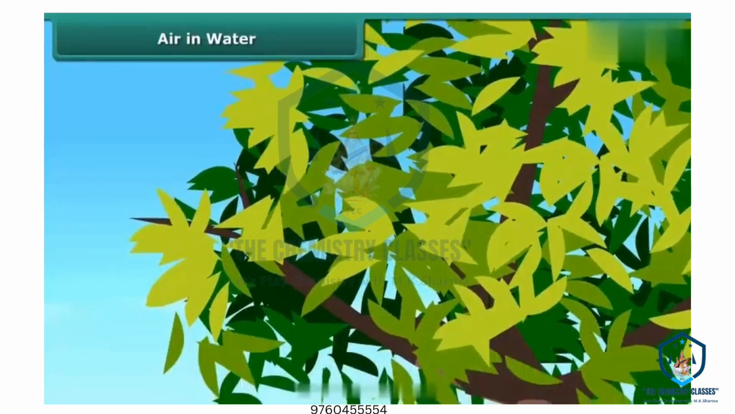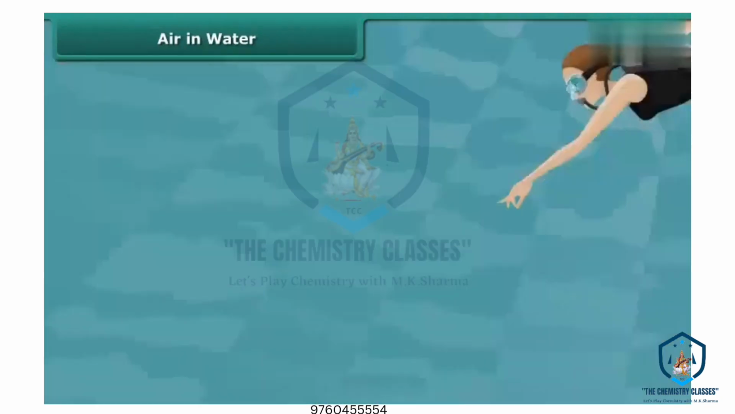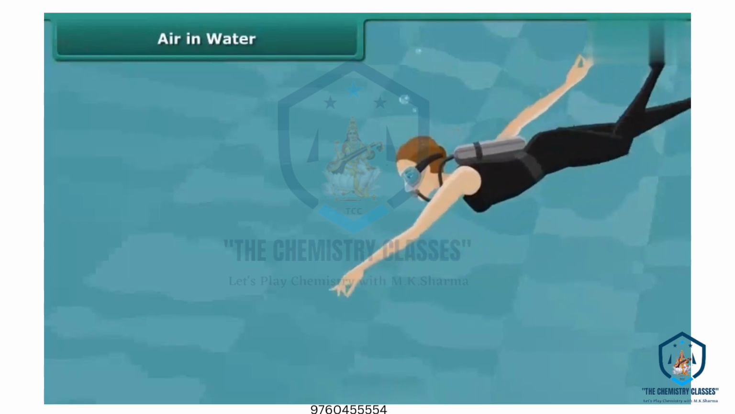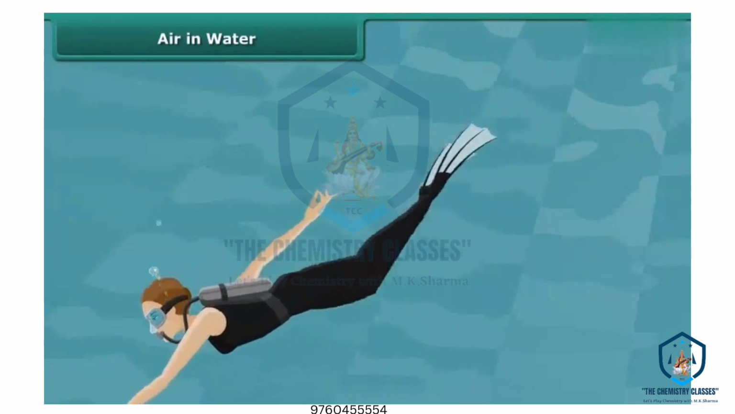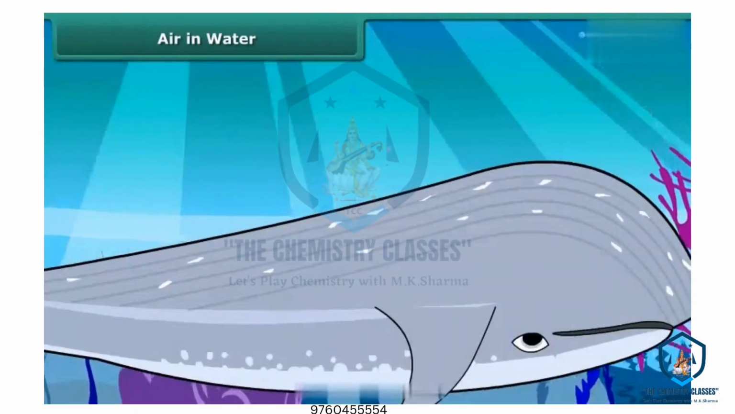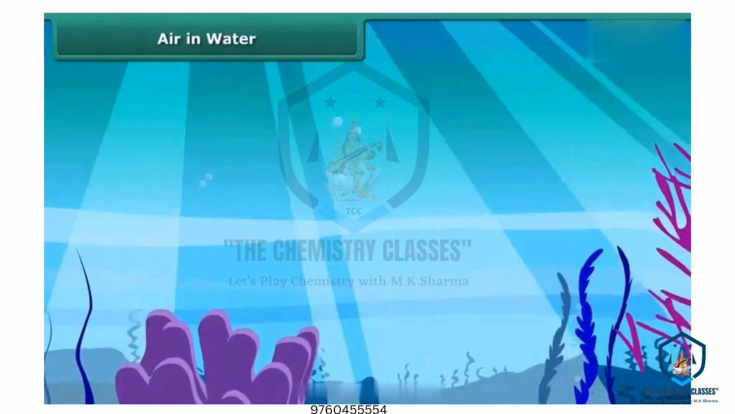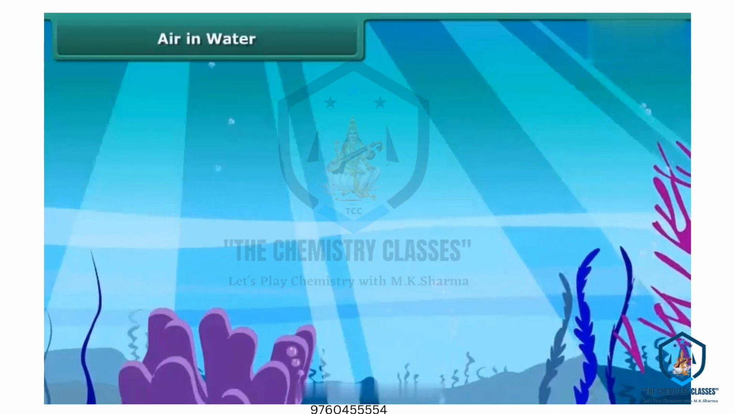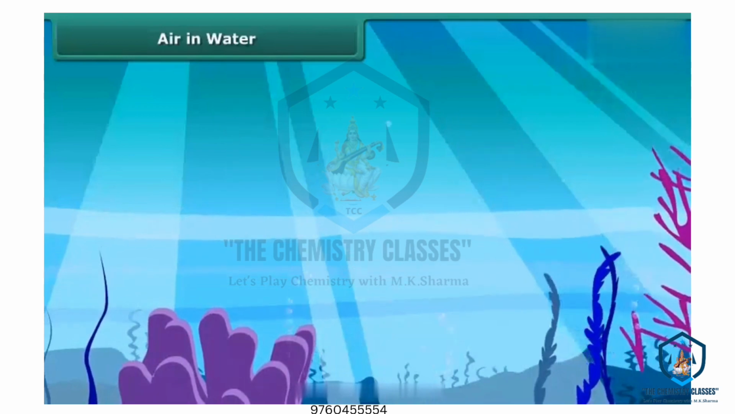We know that all plants and animals need air to breathe. The animals living on the land breathe in the oxygen present in the air. We can't live in water. When divers go inside water, they carry oxygen cylinders with them. See this whale. How does it breathe? Similarly, how do the aquatic plants get carbon dioxide and oxygen in water? You'll be surprised to know that they breathe air only.